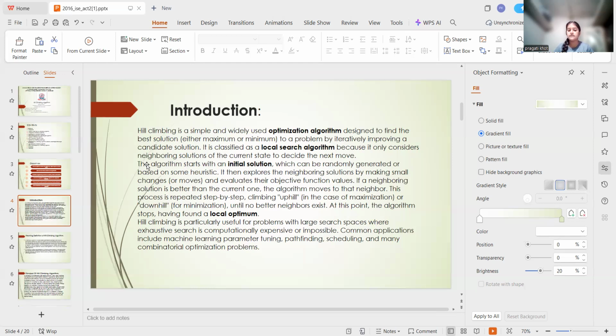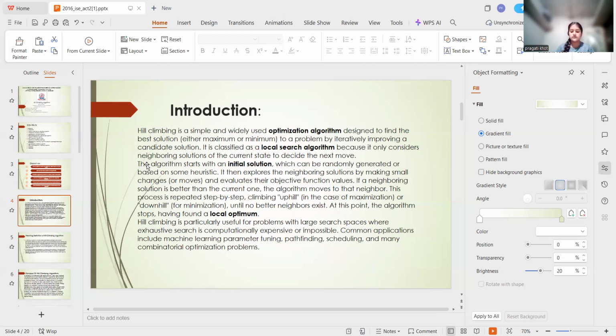Hill climbing is particularly useful for problems with large search spaces, where exact search is computationally expensive or impossible. Common applications include machine learning, parameter tuning, pathfinding, scheduling, and many combinatorial optimization problems. Why hill climbing? Because it is a simple and innovative approach for optimization problems, useful in AI for pathfinding, scheduling, and gameplay. It provides a foundation for understanding more complex search algorithms.